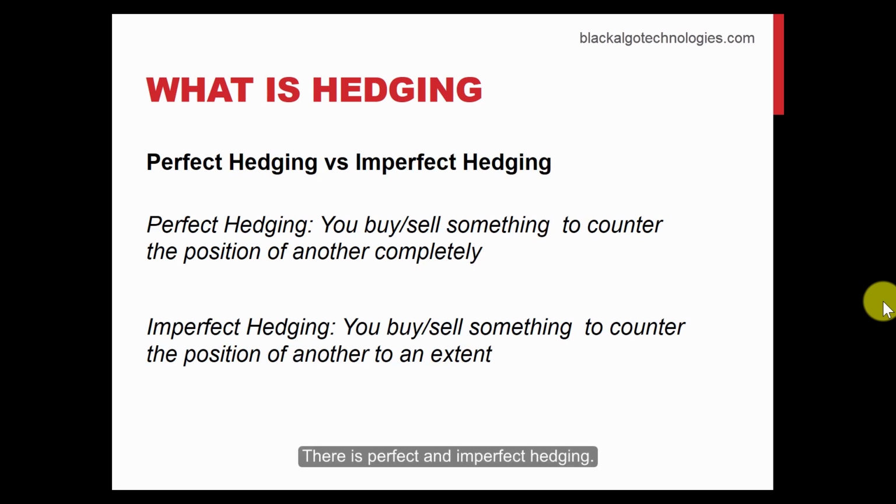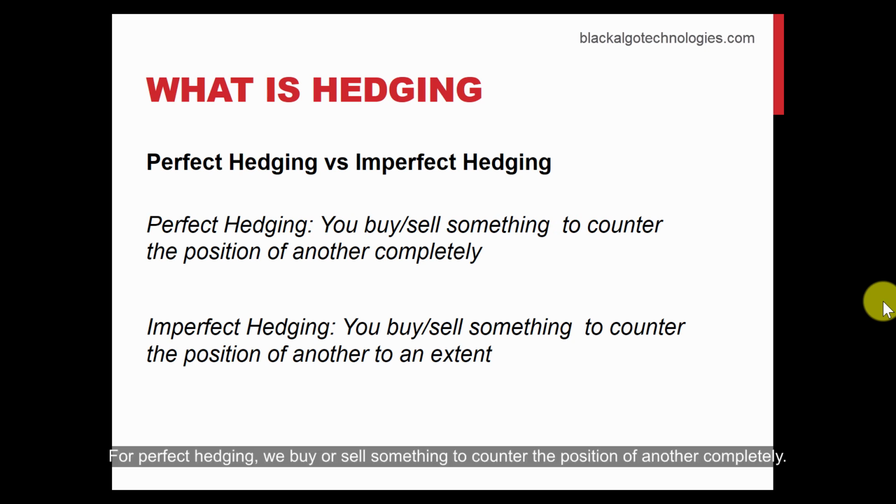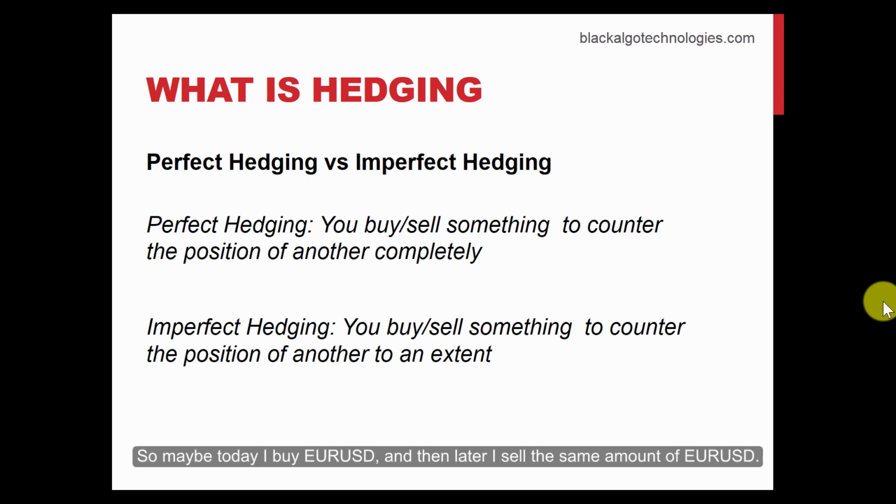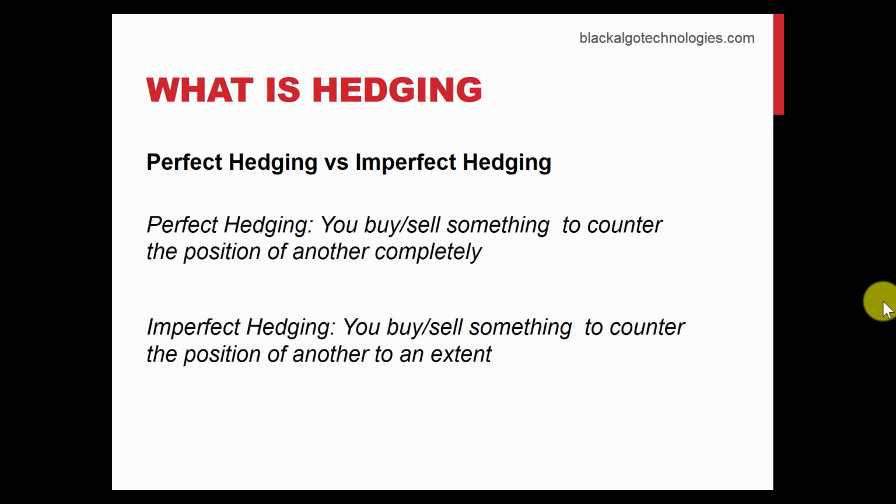There is perfect and imperfect hedging. For perfect hedging, we buy or sell something to counter the position of another completely. So maybe today I buy Euro USD, and then later I sell the same amount of Euro USD. So basically our position is as good as flat, meaning essentially we are holding no positions.